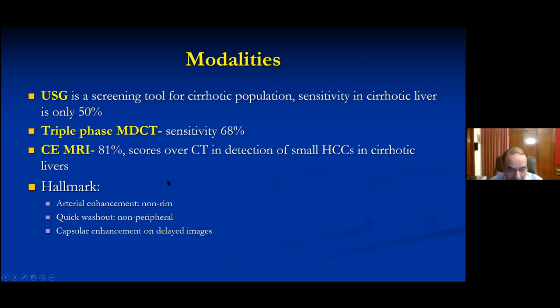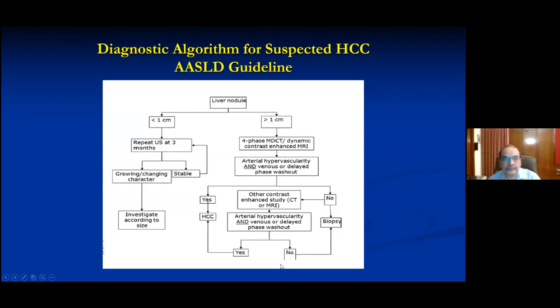What are the hallmarks of an HCC? Arterial phase enhancement, which is non-rim, and I'll show you why this is important. So non-rim arterial phase enhancement, quick washout, which is non-peripheral, and an added feature is capsular enhancement on the delayed phases. So that's just an algorithm which you're all familiar with.